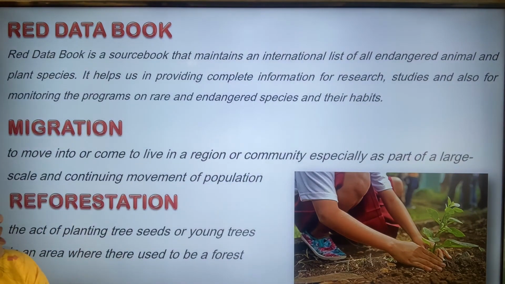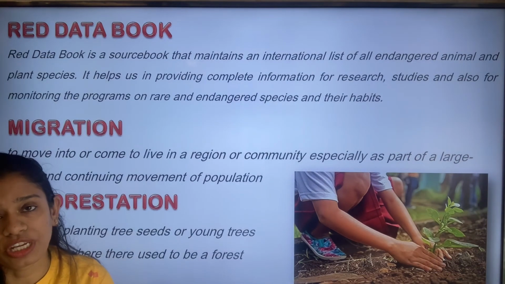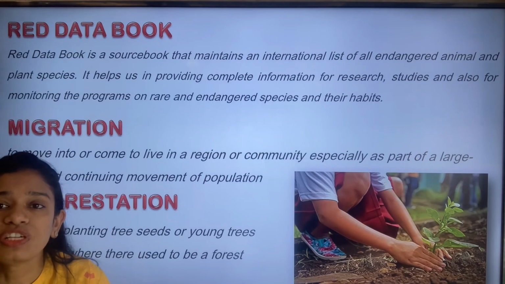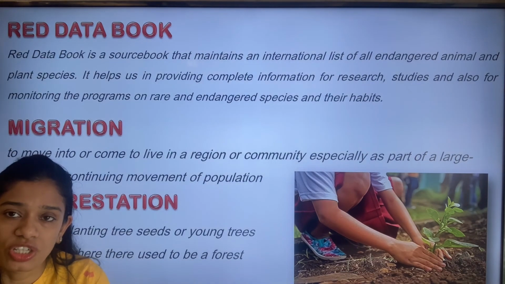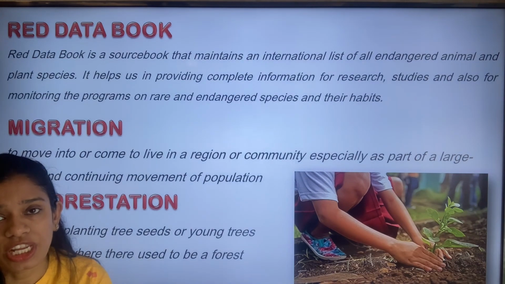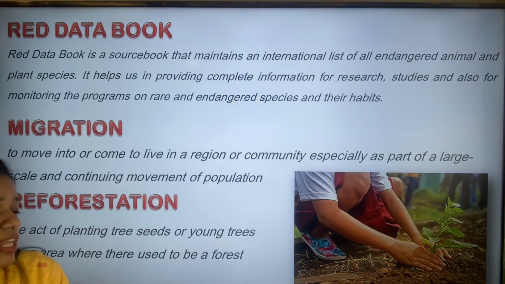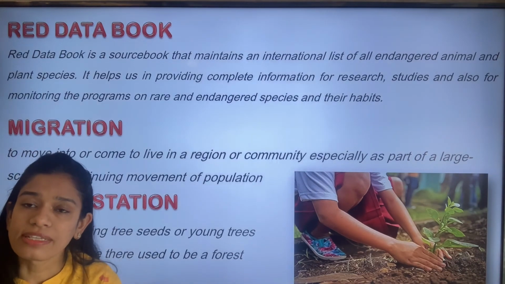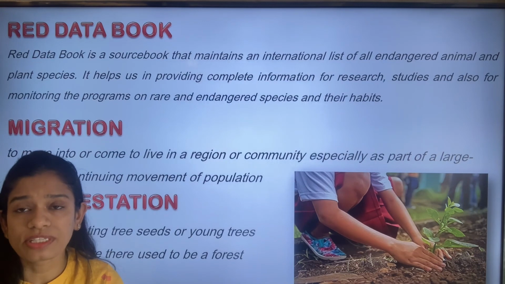And finally is reforestation. The term you can understand, reforestation means planting of more trees. Wherever trees have been cut off or removed due to urbanization or deforestation, again planting of trees. So it is the act of planting trees, seeds or young trees in an area where there used to be a forest. So this brings us to the end of the chapter, conservation of plants and animals.